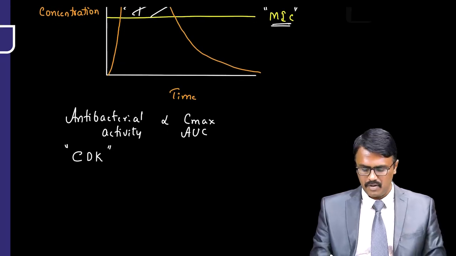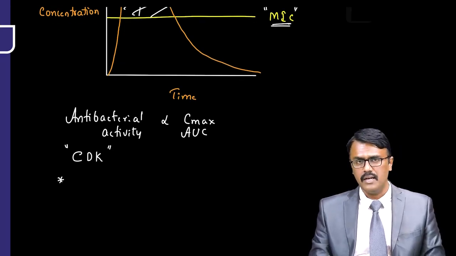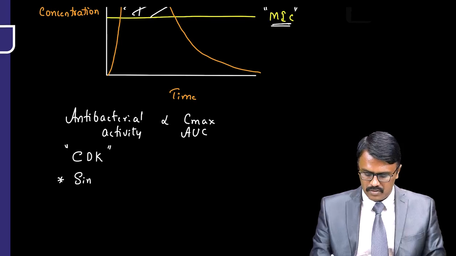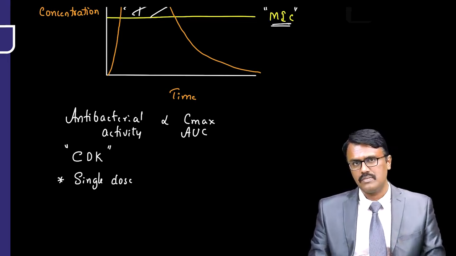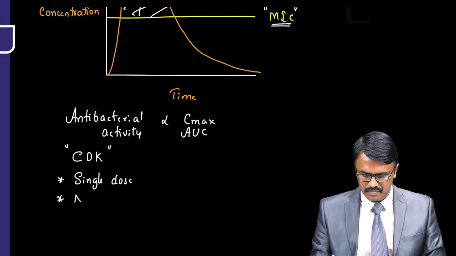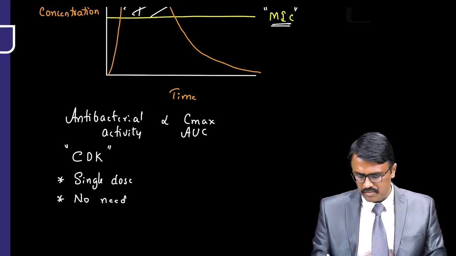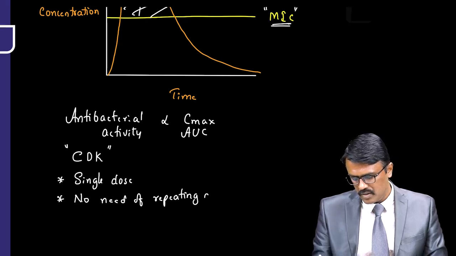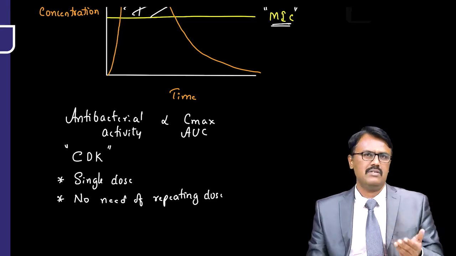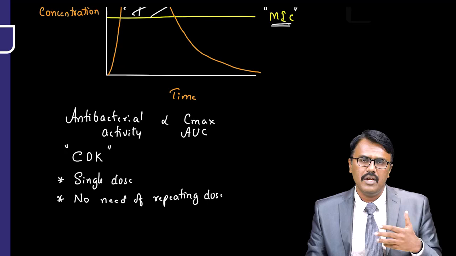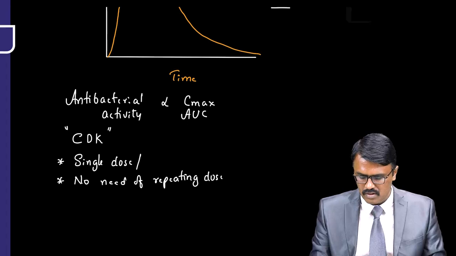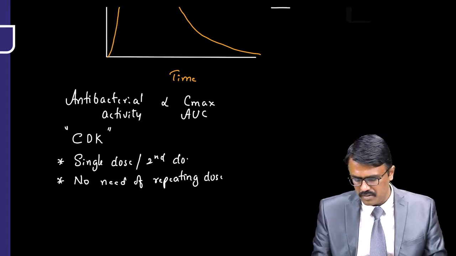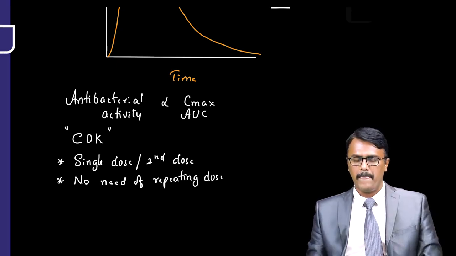What is the advantage of concentration dependent killing? You can give a single dose, and no need to repeat. You can give a single dose or a second dose, that's it, but you need not repeat it again and again. That is the advantage. No need to repeat. That's the point.